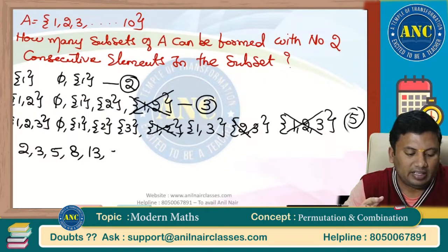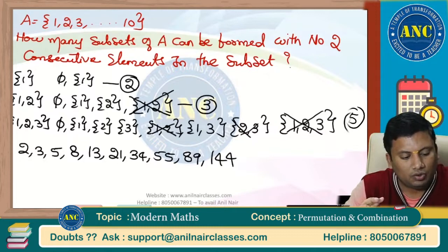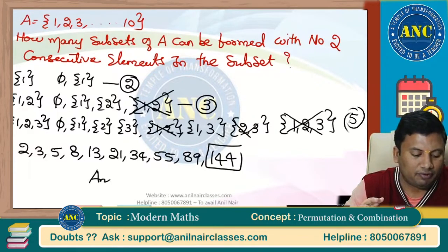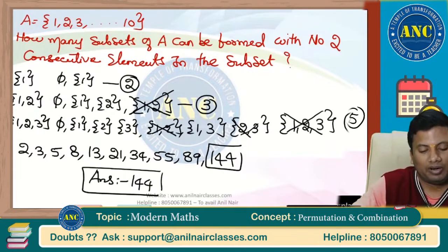5, 8, 13, 21, 34, 55, 89, and it is 144. 1, 2, 3, 4, 5, 6, 7, 8, 9, 10. So the answer is nothing but 144. Another beautiful question. The answer is nothing but 144.